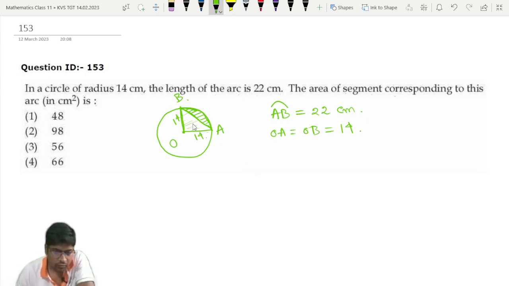Now how to find the area of the sector? For that, this angle I need anyway, later on this angle I need. What will be this angle?